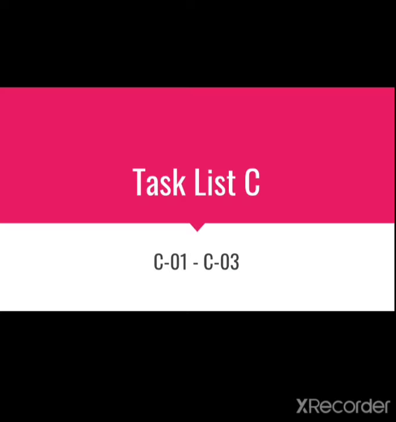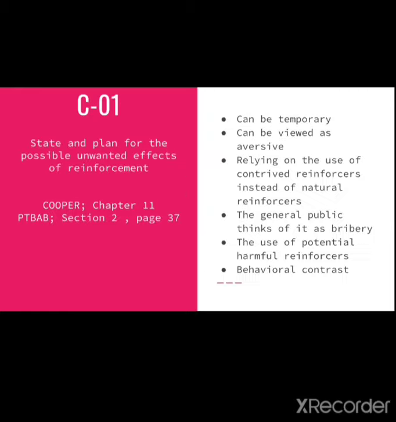Task list C. So now we get into task list C, very short and very brief, C-01 to C-03. C-01, state and plan for the possible unwanted effects of reinforcement. Because yes, like everything in life, not everything goes as planned.